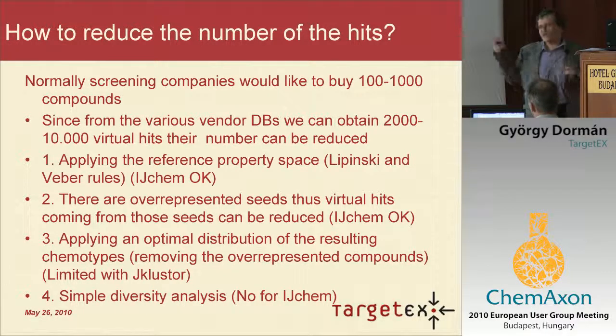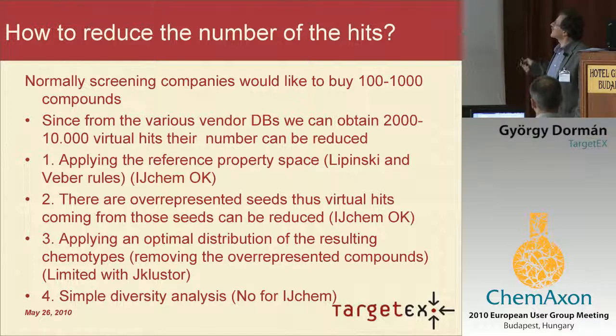I showed 9,000 compounds, and that is still too much, so we had to reduce the number of hits. Normally we can buy small libraries of 100 to 1,000 compounds. That is what screening companies can afford at an early discovery stage. Since we had results from the vendor databases of about 2,000 to 10,000 compounds, we had to figure out certain strategies to reduce the numbers.